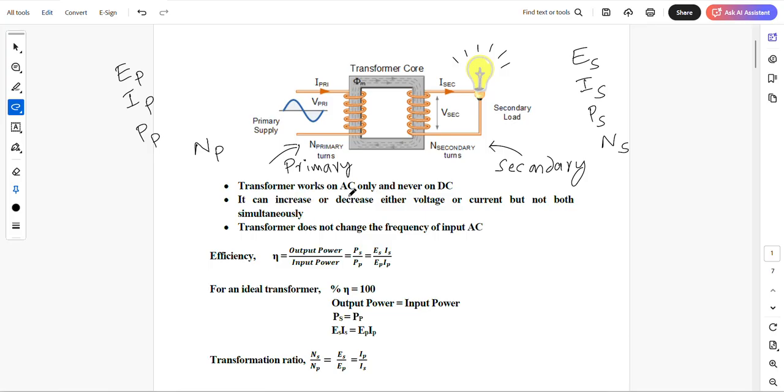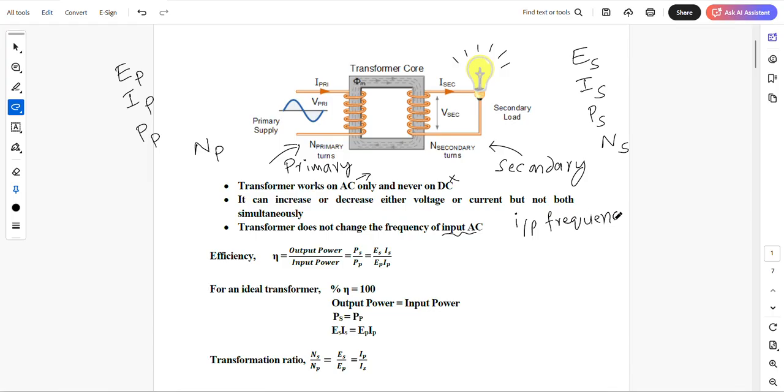What is a transformer? Transformer is a device which works on AC only and never on DC. It works only on alternating current, never on direct current. It can increase or decrease either voltage or current, but not both simultaneously. Transformer does not change the frequency of input AC. Means to say input frequency is the same as output frequency.